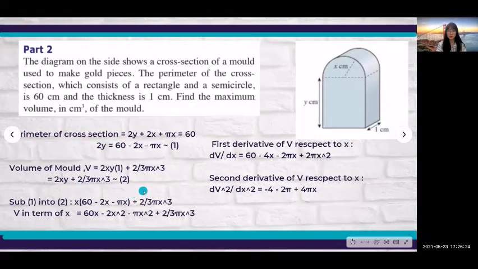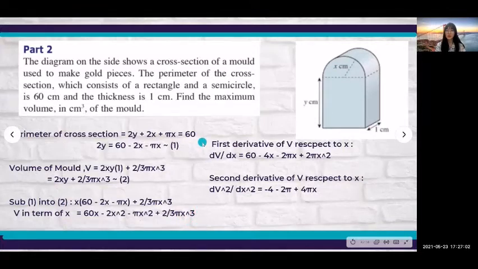I will let this equation become 2. So I will substitute 1 into 2, then it equals x times the bracket 60 minus 2x minus pi x, plus 2 over 3 pi x cubed. So now we can get the volume in terms of x. So V equals 60x minus 2x squared minus pi x squared plus 2 over 3 pi x cubed.